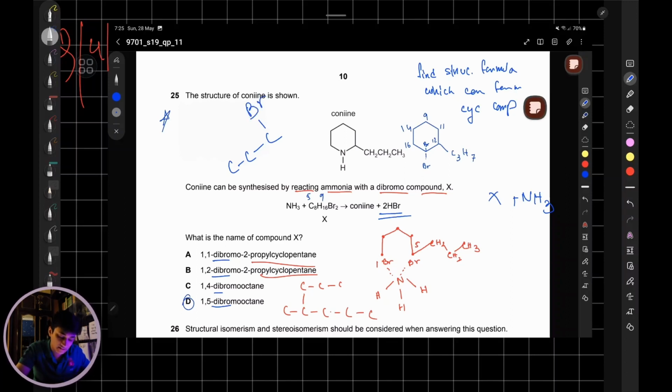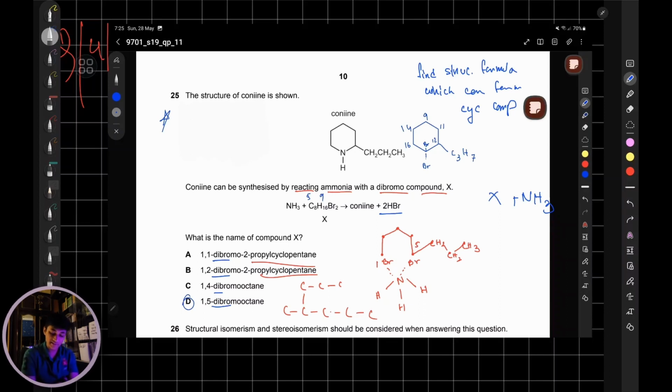What's going to happen is your NH3 is going to come in, and the H is going to react with Br, and it's going to go away, and you're going to be left with C and NH2. That is your substitution reaction with ammonia, right? So if we know that, we know we're forming 2 HBr molecules. So from that, you can assume that some sort of substitution reaction is actually taking place.